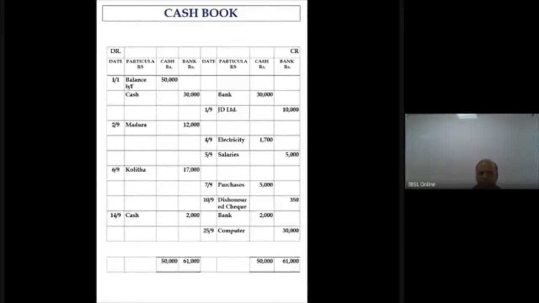So what happens? There is a balance coming into the cash book, which is going to be your carried forward balance and the brought down balance. Similarly, on the bank column also, 61,000 you have, and on this side 45,350. So your balancing amounts will be cash 11,300 and bank 15,650.